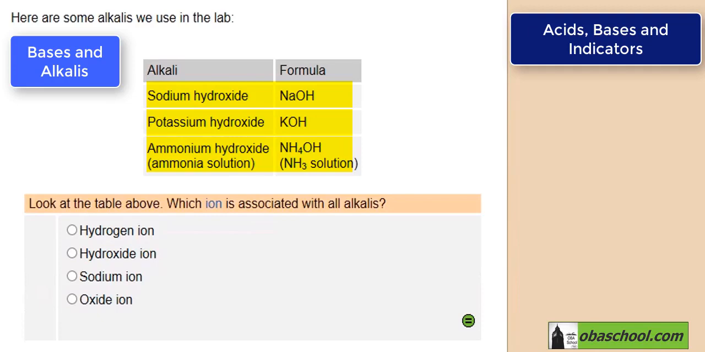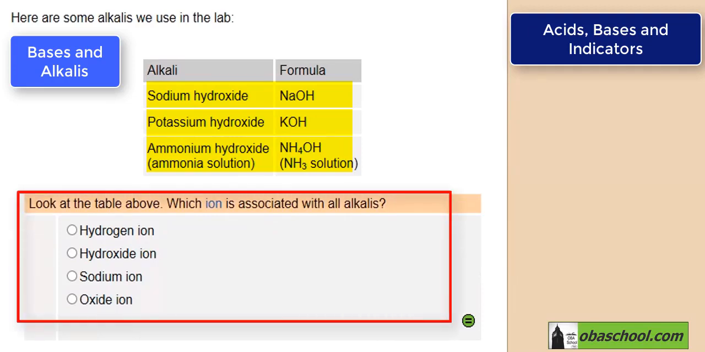Which ion is associated with all alkalis? So it's found in the formula of all alkalis. Is it the hydrogen ion, hydroxide ion, sodium ion, or oxide ion? Note that the hydrogen ion is H+, the hydroxide ion is OH-, sodium ion is Na+, and oxide ion is O2-. Look at the formulas for a minute and choose the correct answer.